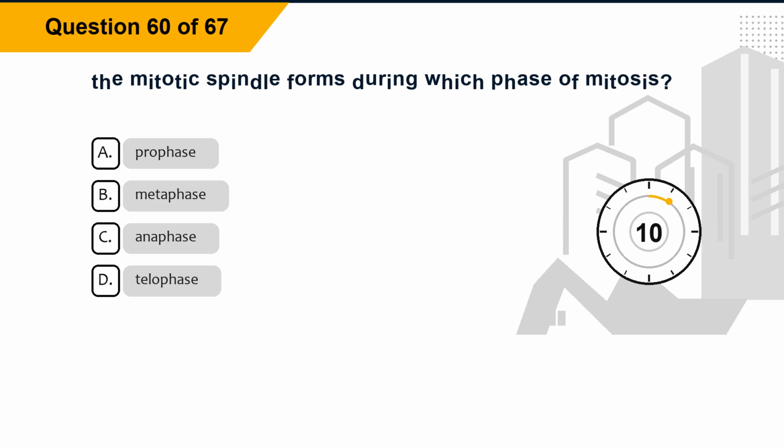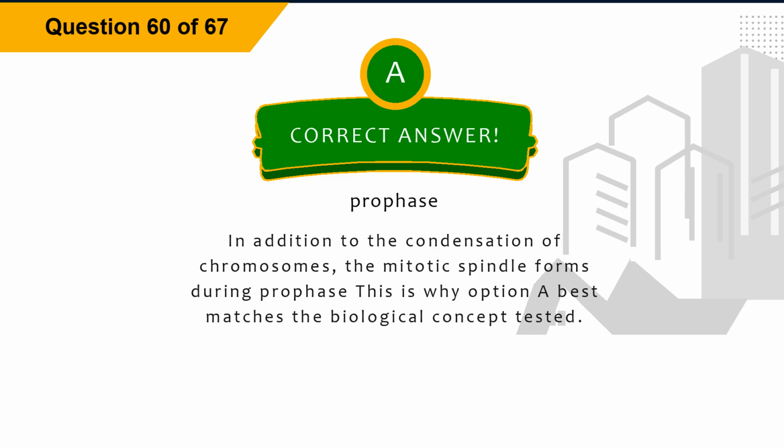Question 60. The mitotic spindle forms during which phase of mitosis? Option A, prophase. Option B, metaphase. Option C, anaphase. Option D, telophase. The correct answer is option A, prophase. Explanation: in addition to the condensation of chromosomes, the mitotic spindle forms during prophase. This is why option A best matches the biological concept tested.